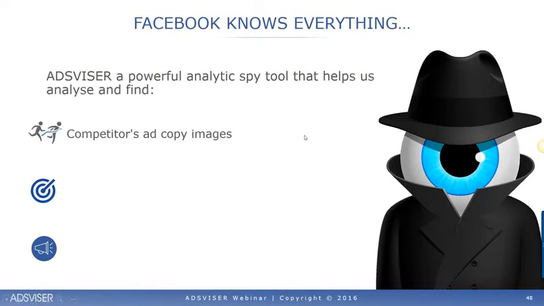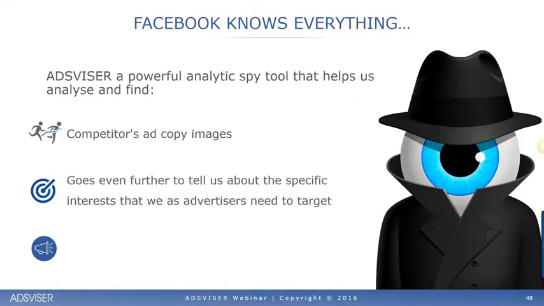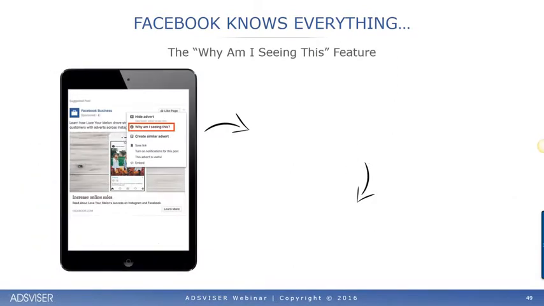Adsviser V2 will show you competitors' ad copy and images. Just jumping to Adsviser for a second, it goes even further to tell us about the specific interests that we as advertisers need to target. That's right. Why am I seeing this feature, Srinidhi? It sounds like you've seen my presentation. It also shows what impact their ad has on their campaign, and that's exactly what we're going to show you. This is the why-am-I-seeing-this feature. This tells you why you're seeing the ads you're seeing.